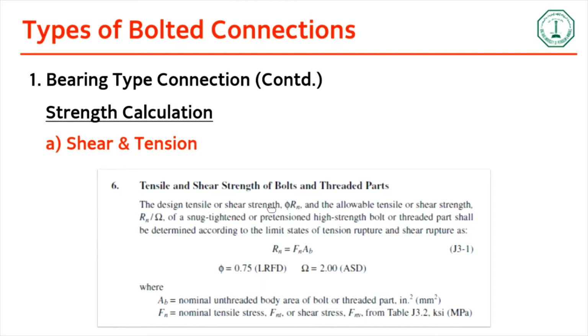Now, in a bearing type of connection, the shear capacity and tension capacity are calculated from the same equation, which is in the manual. I suggest you all open your manual to page 16.1, page 124.